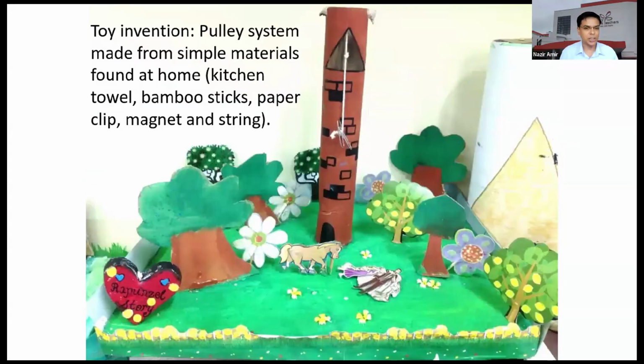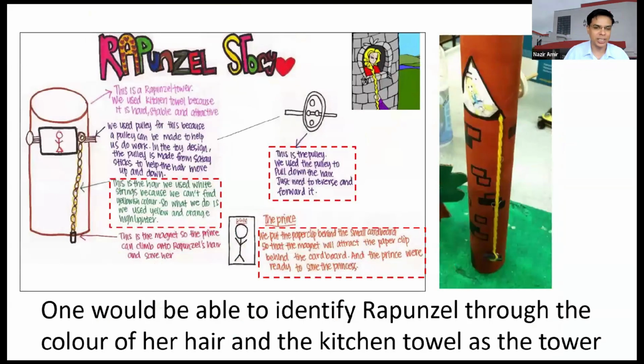So the art teacher came in to help the children with how they can color, and teaching content in art. I learned something: Rapunzel is blonde, and it is not white-colored hair. So he told the students, can we use a different color? And the students used a highlighter to paint the hair. When we look at this tower, we can see that everyone who sees this is able to identify Rapunzel through the color of her hair, and the kitchen towel as a tower.